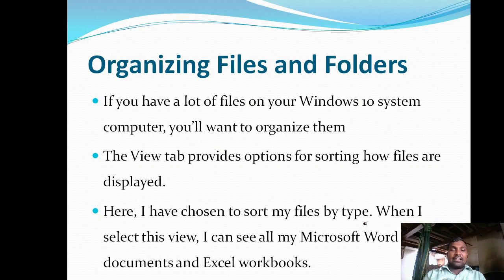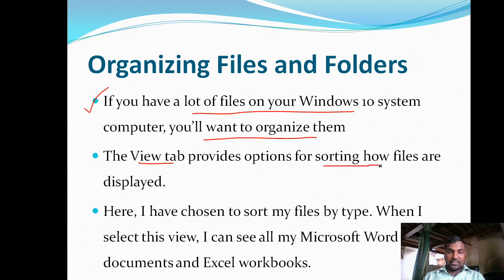Next, organizing files and folders. If you have a lot of files on your Windows 10 system, you will want to organize them properly. Then you can use this facility to organize the files and folders. Go to the View tab, which provides options for sorting how files are displayed. Here I have chosen to sort my files by type. By type means by the extension, by what type of file it is. Based on that, all the files which are of a similar type are grouped together.